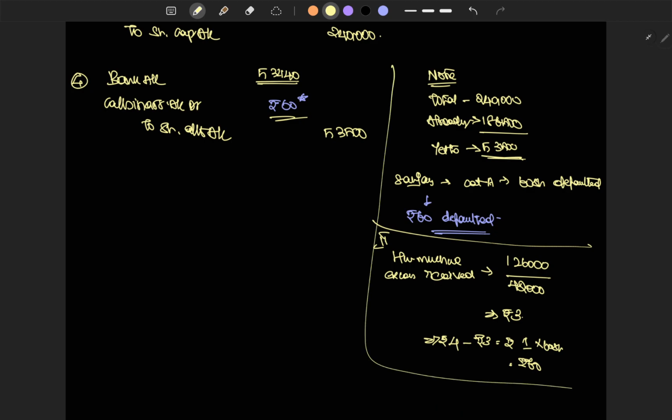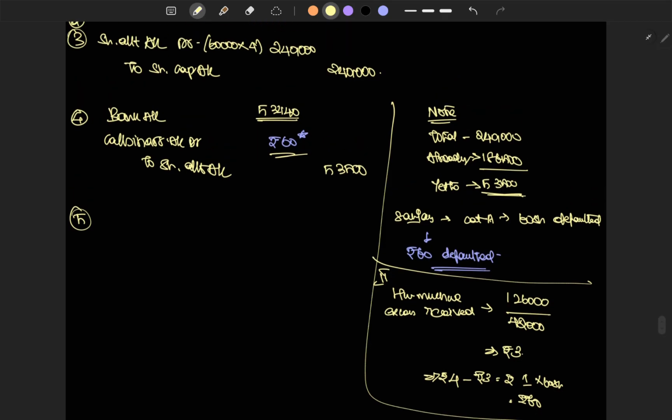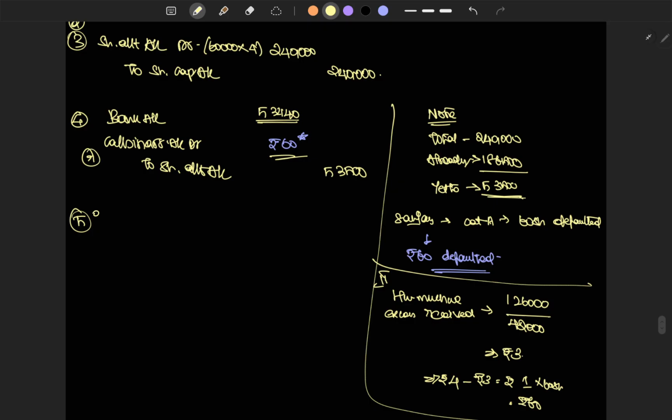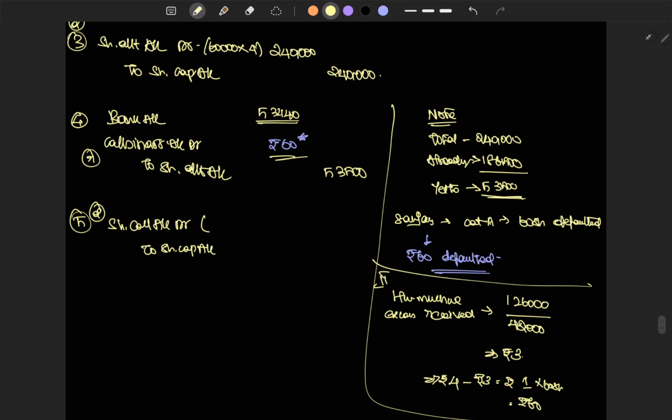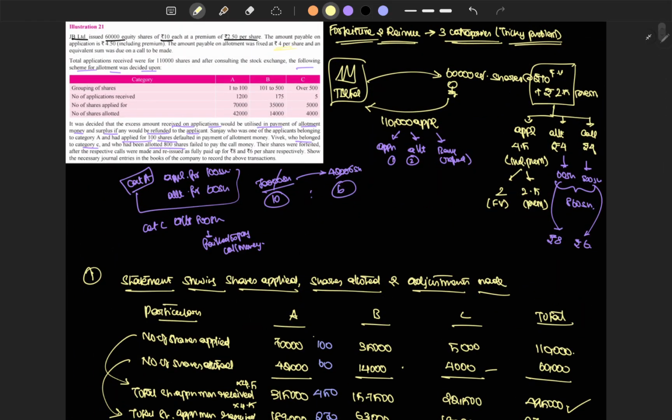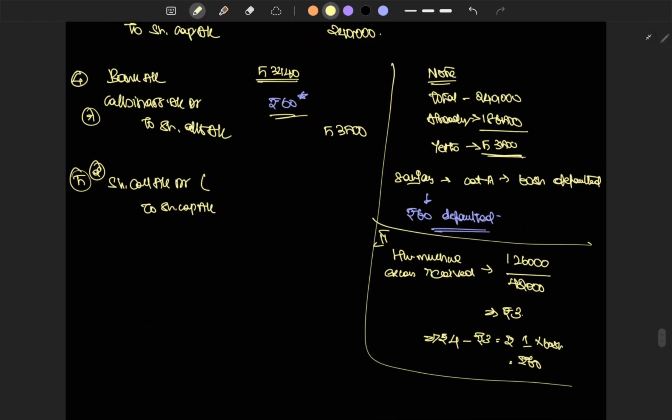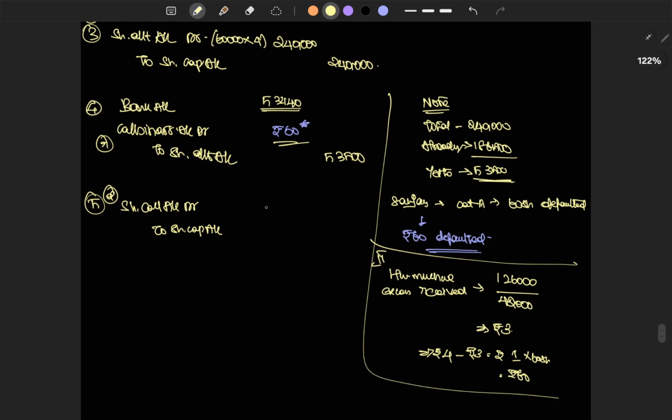Let's go to the fifth adjustment, which is for calls. As usual, there is a due entry, which is share call account debit to share capital account, which is 4 rupees, right? 60 into 4. This is also 2,40,000.